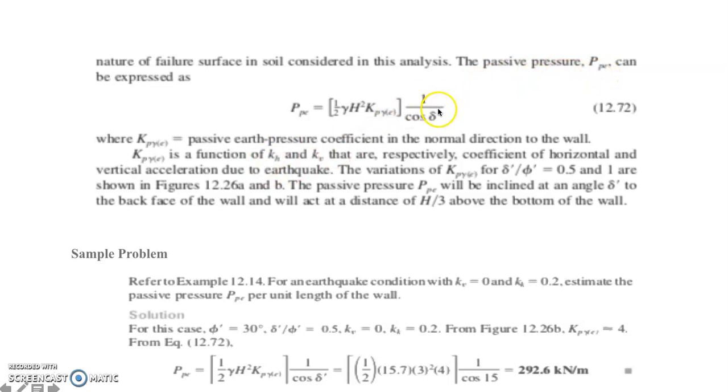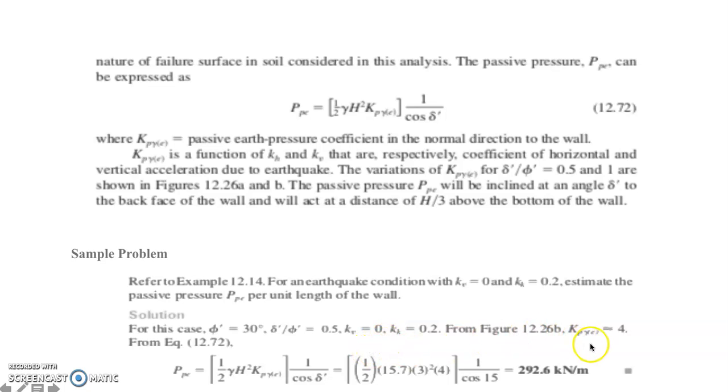And of course, this is the equation that you're going to use so that you can have the passive pressure under earthquake condition. So if you're going to have a problem using the example previously solved, for an earthquake condition, k sub v is equal to 0 and k sub h is equal to 0.2, we're going to estimate the passive pressure P sub P per unit length of the wall.